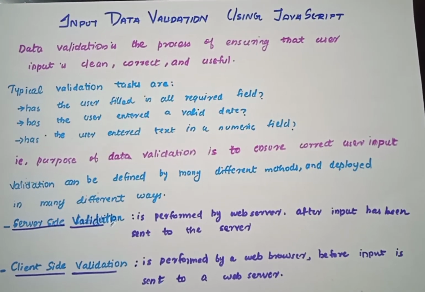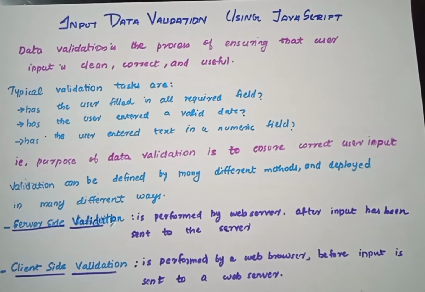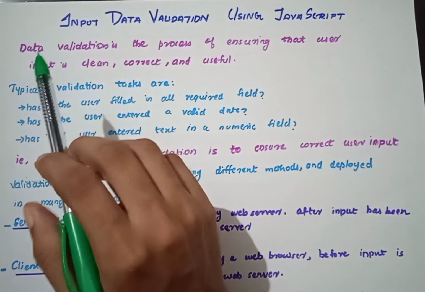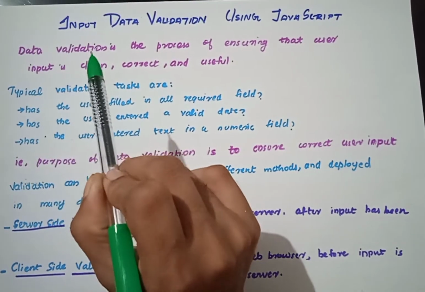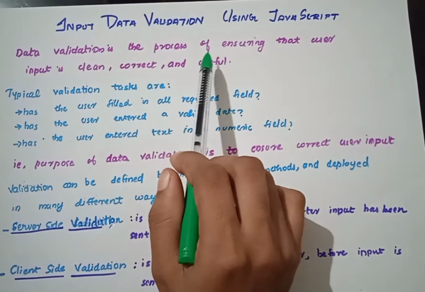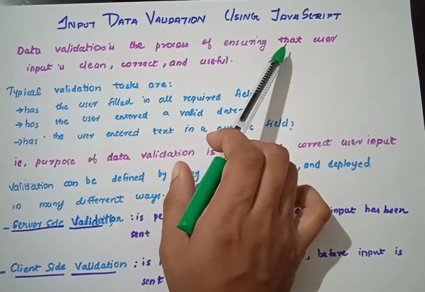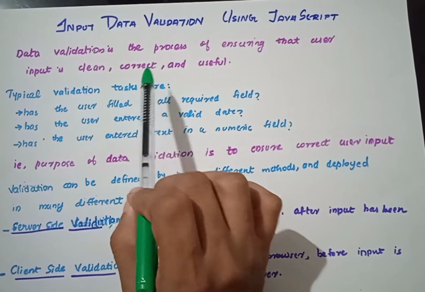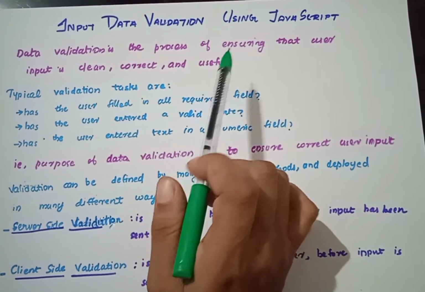So in this section, we are discussing input data validation using JavaScript. Firstly, let's see what data validation is. Data validation is a process of ensuring that user input is clean, correct and useful.